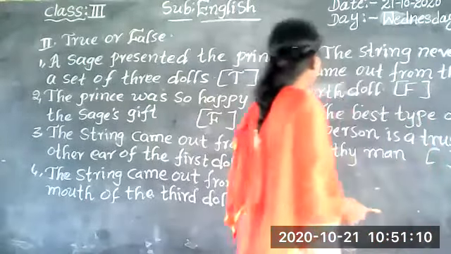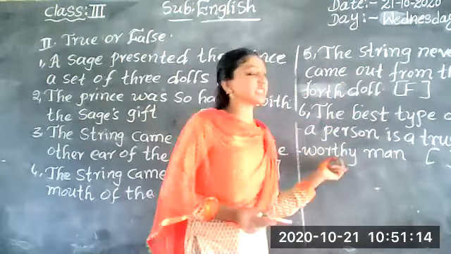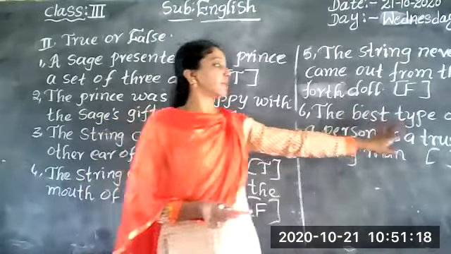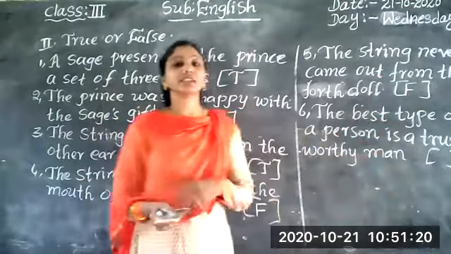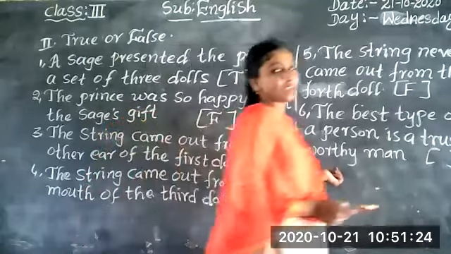Next, the best type of a person is a trustworthy man. Am I correct? This sentence is telling that the best type of a person is a trustworthy person. So the sixth statement is true.